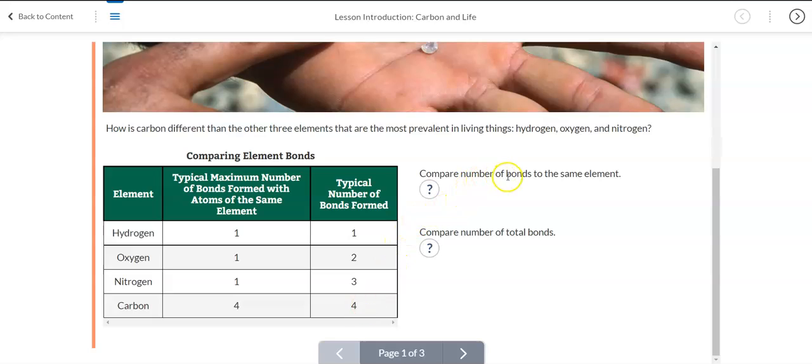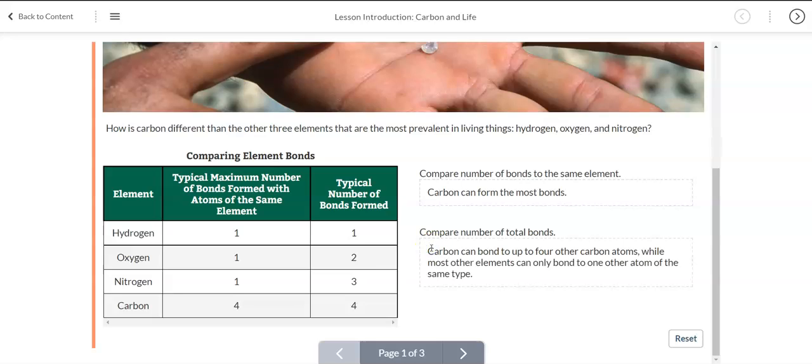It says here, compare number of bonds to the same element. Carbon can form the most bonds with other carbon atoms. And here, compare number of total bonds. Carbon can bond to up to 4 other carbon atoms, while most other elements can only bond to 1 other atom of the same type. That's this column here. Carbon can bond to up to 4 carbon atoms, while most other elements can only bond to 1 other atom of the same type.